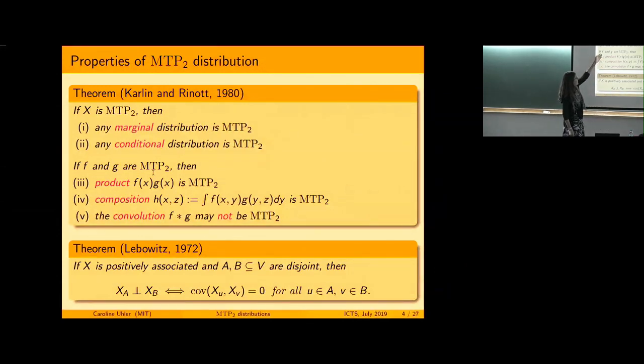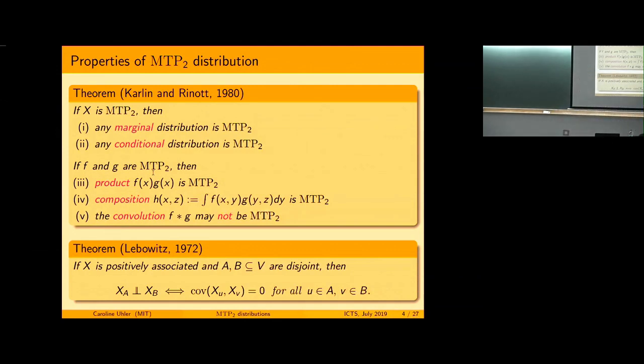And you have some other properties, but one I should point out that you don't have, which you have for Gaussians. So it's not closed under convolution. So this is one of the things that might not come true with MTP2, okay? But these properties have been known for a long time, so it has all these super nice properties, right, that you would want a distribution to have.